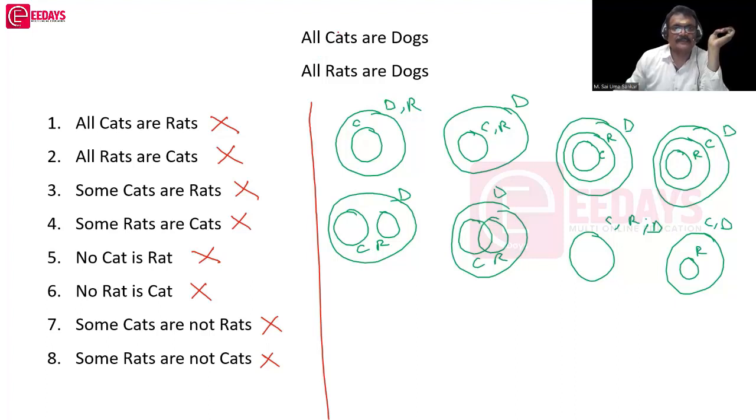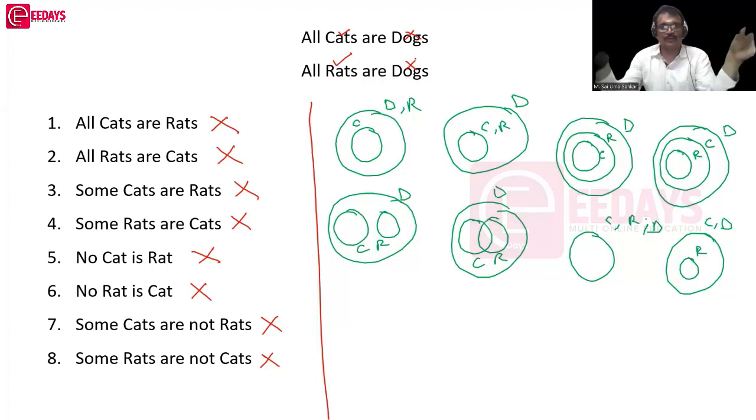In the universal affirmative, subject is distributed, but predicate is not distributed. Of these two statements, what is the common term? That is the dog. Common term or middle term? That is dog. Is it distributed? No. There is no conclusion.